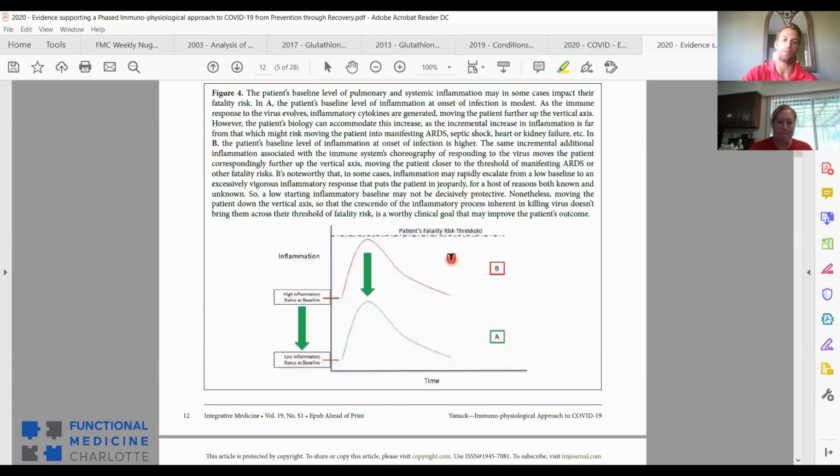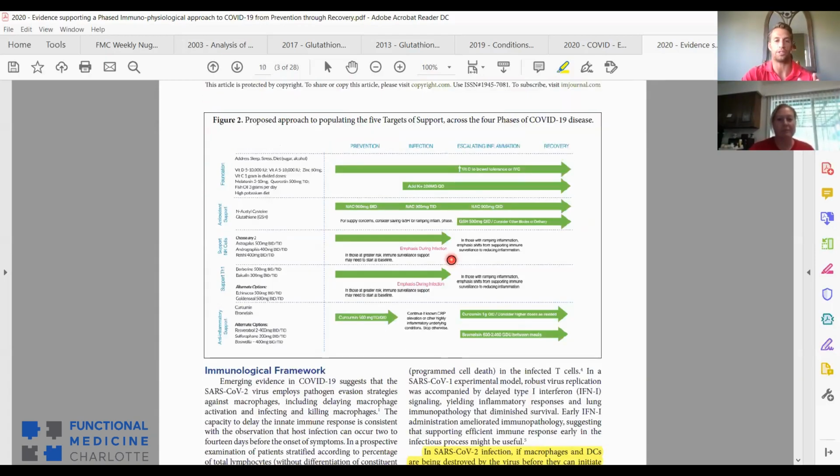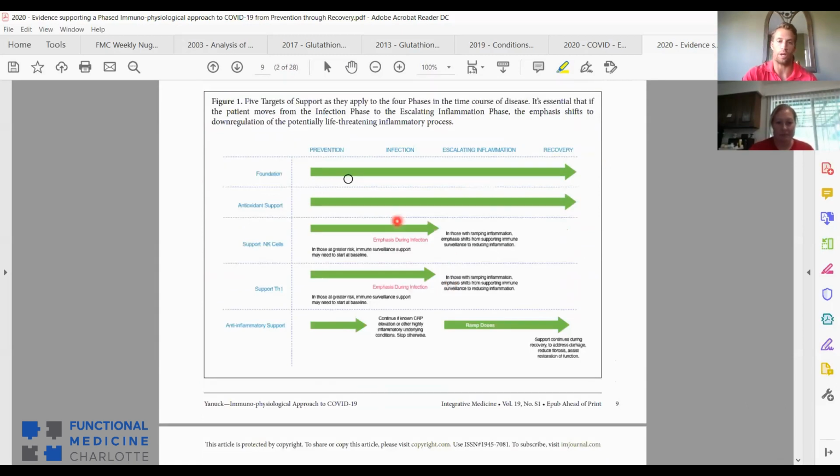Well, this paper is talking about there's many stages to the COVID infection. And so first, it's important to understand where the person is in the infectious process. So if you're not infected and you're just going out in public, you're probably looking to prevent infection. Well, then these are the things we want to do to prevent infection, right? A good foundation, nutrition, diet, exercise, that sort of thing. Antioxidant support. Antioxidant, that sounds familiar. Glutathione, right? Support natural killer cells in Th1. Oh, glutathione. Anti-inflammatory support. Oh, glutathione.